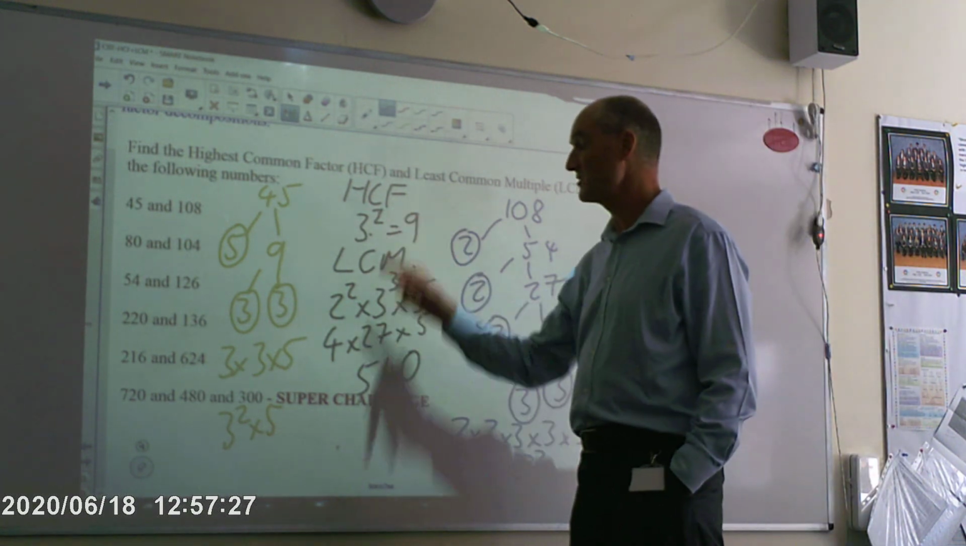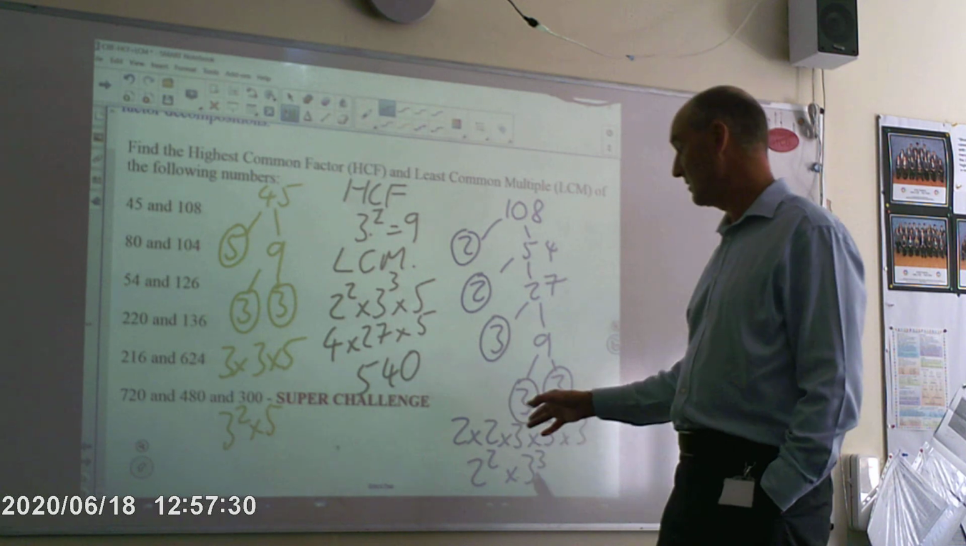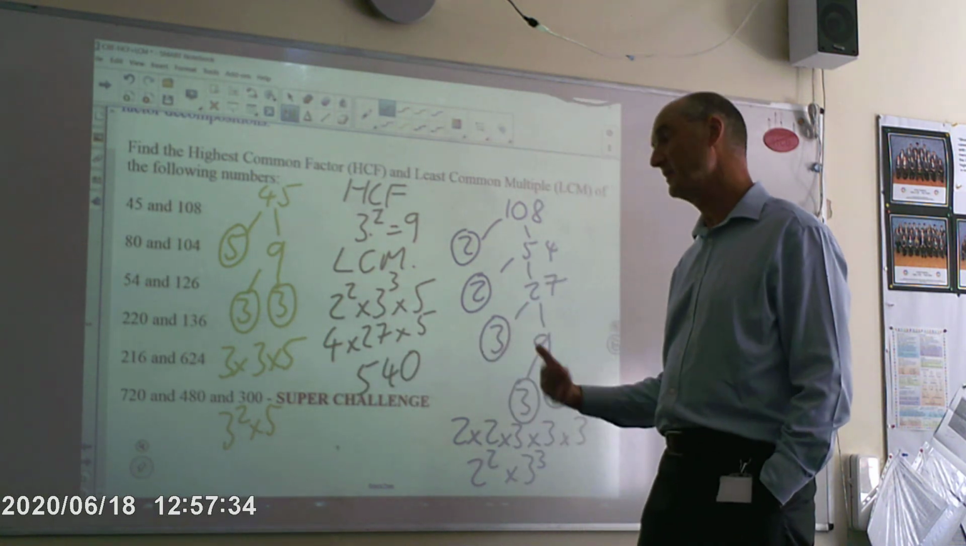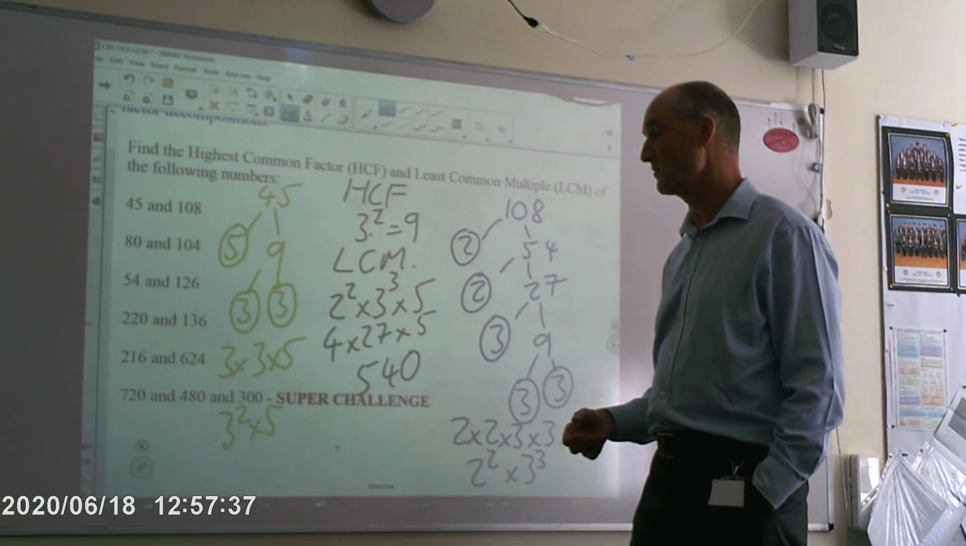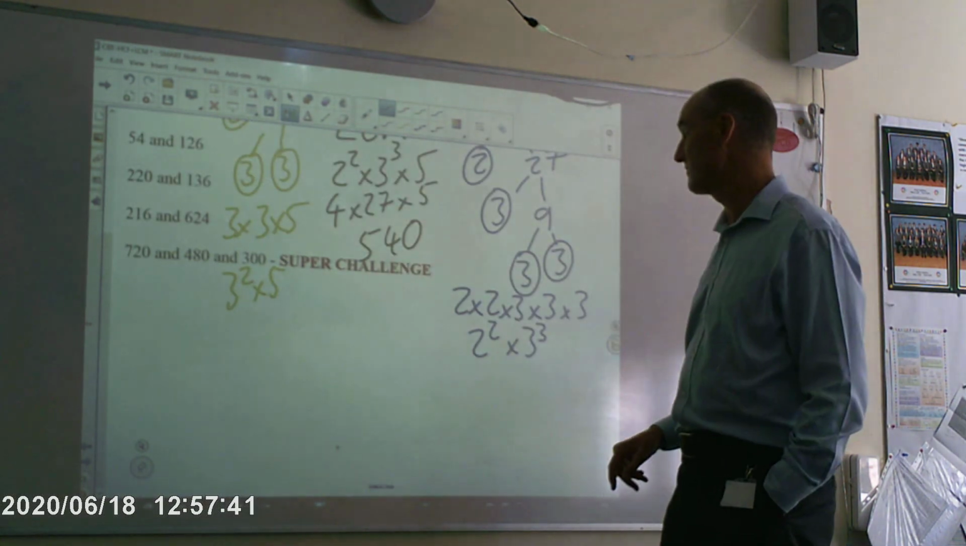Highest common factor, numbers that appear in both of the lists. Lowest common multiple, numbers that appear in either of the lists, but in their highest format. And we can use our Venn diagram if we wanted to.